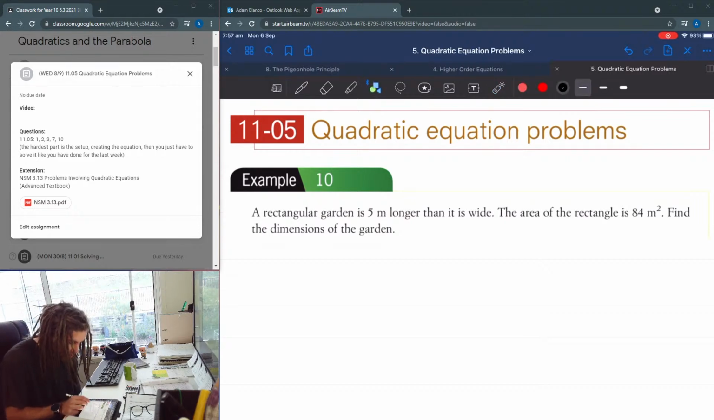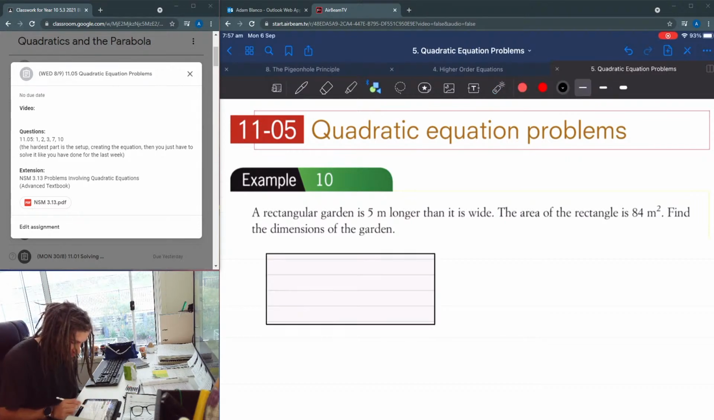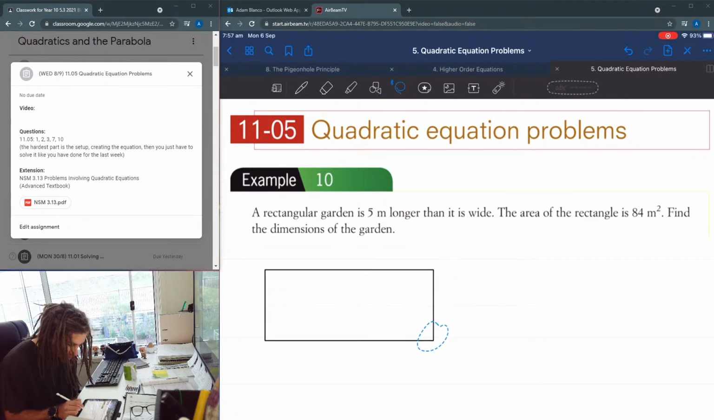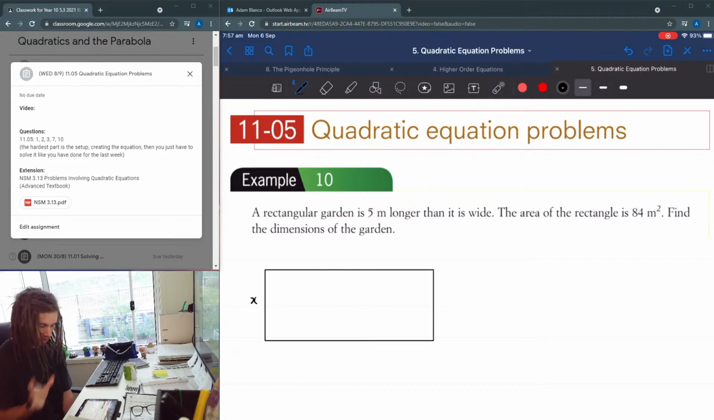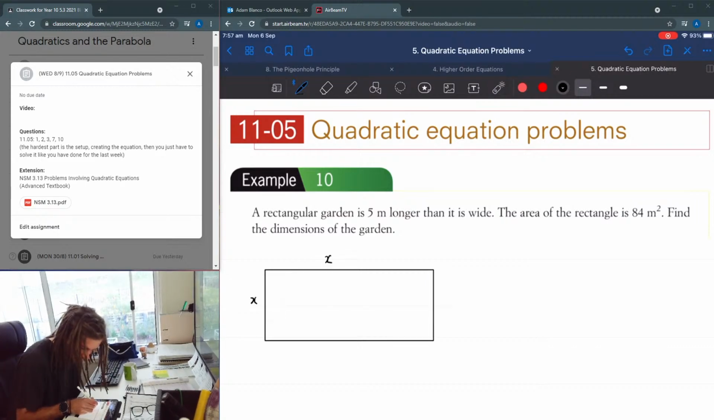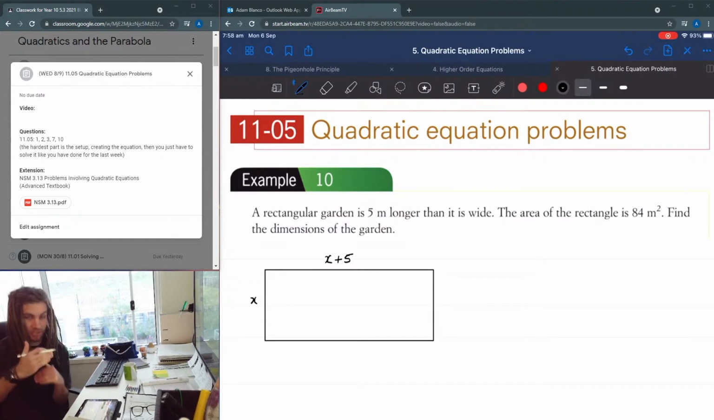So I'm going to draw it. It's a rectangular garden. I'm going to draw a rectangle. Obviously, it doesn't need to be to scale. It's 5 meters longer than it is wide. So it's always the terminology that's confusing. So it's 5 meters longer. It hasn't told us anything else. So I'm going to call one of the sides x, and the other side that's 5 meters longer than that, x plus 5. I hope that makes sense. So one side is x, one side is 5 longer than x, so x plus 5.